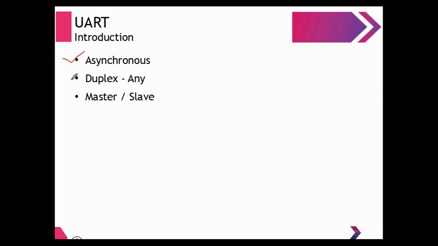Then duplexity. If you are talking about duplexity, it supports simplex mode also. It supports half duplex also. And if required, it supports full duplex also. So it supports any kind of duplexity. Which one you have to use, for that you have to open the data sheet and go ahead with that. So here you have simplex, half duplex and full duplex modes.